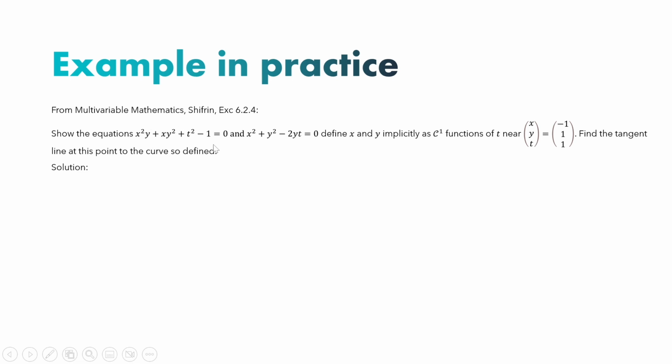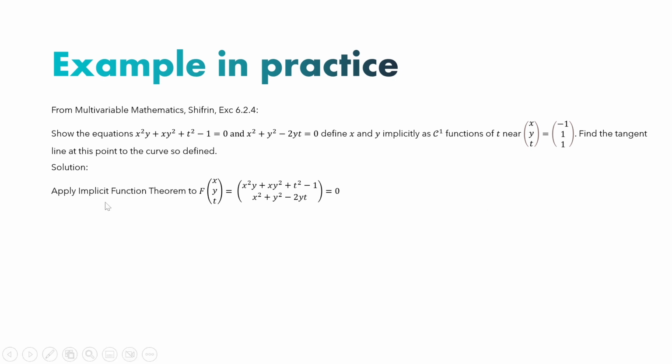Meaning that when you consider the common zeros of these two equations, this is going to define some curve in 3D space, and we want to find the tangent to that curve at this point, (-1, 1, 1). Really, it might be worth taking a shot at this yourself. It's a straightforward application of the theorem, but if you are just here for the show, then let's get on with the solution.